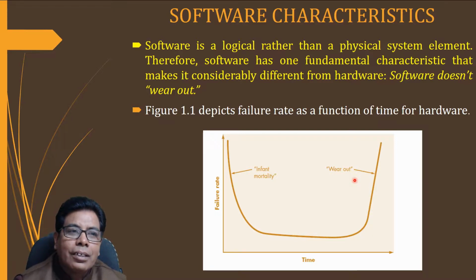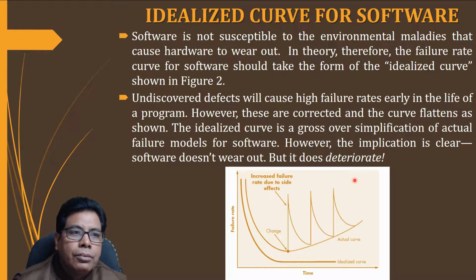whereas software will not wear out. Let us see what it does. Software is not susceptible to the environmental maladies that cause hardware to wear out. So in theory, the failure rate curve of the software takes the form of an idealized curve. Here you can see the idealized curve. Earlier the failure rate will be high, and then when the bugs are removed, you will get a very low idealized curve. The failure rate will be low.